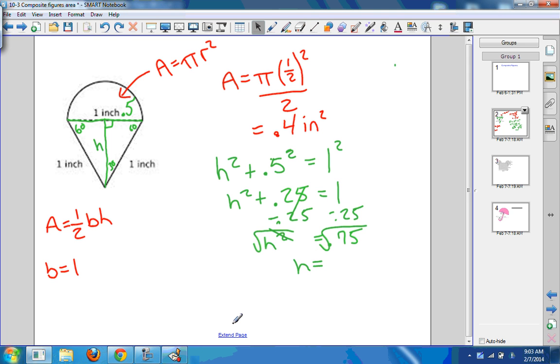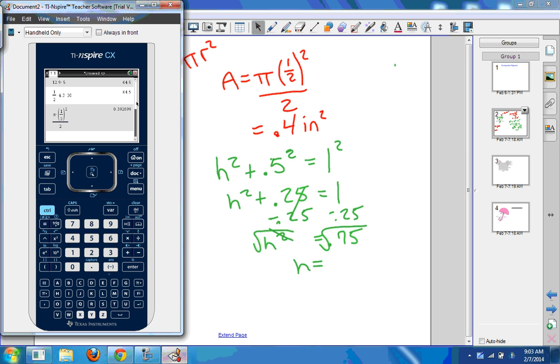I'm going to need my calculator for that one. Should be 0.8 something. The square root of 0.75 is equal, that's the square root of 75. The square root of 0.75 doesn't want to do that for me.